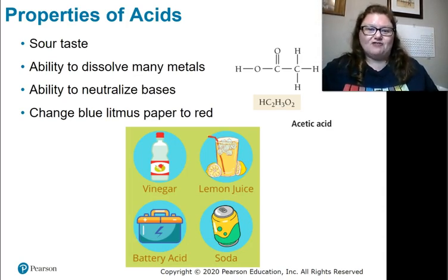And then I grabbed this graphic down at the bottom there where we can see some common acids, right? The vinegar I mentioned earlier, we can have citric acid in our citruses and fruits, battery acid in your car, and phosphoric acid in your soda.